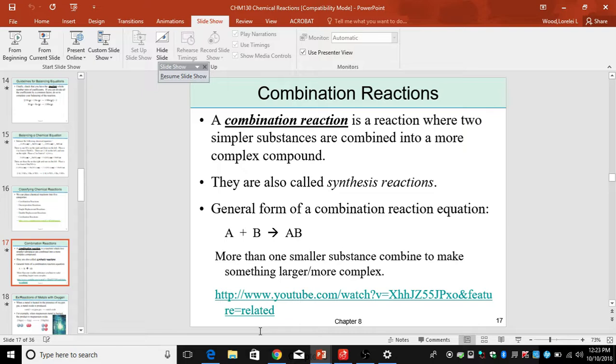All right, so let's go through some of these kinds of reactions. Combination. All right, combination. I'm going to give you some examples of combination reactions.